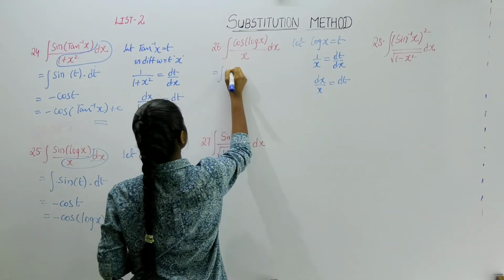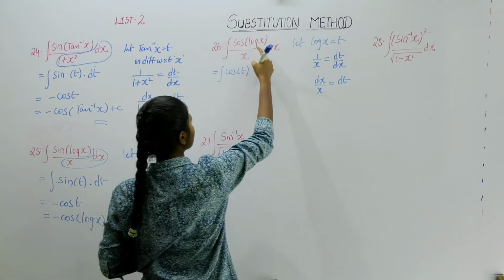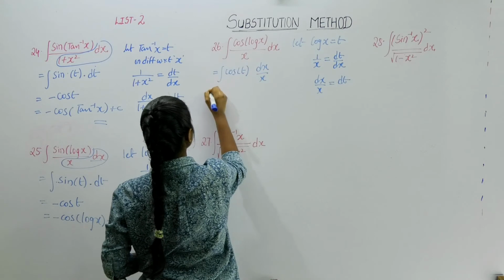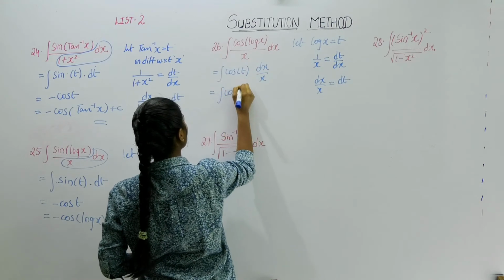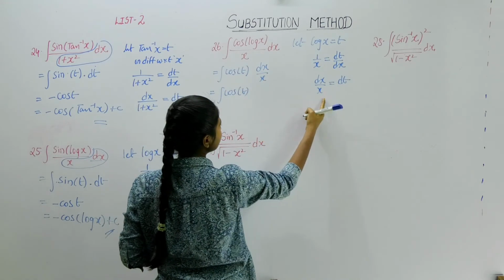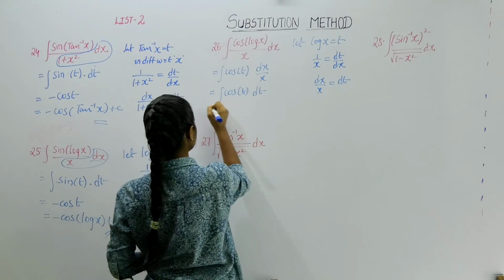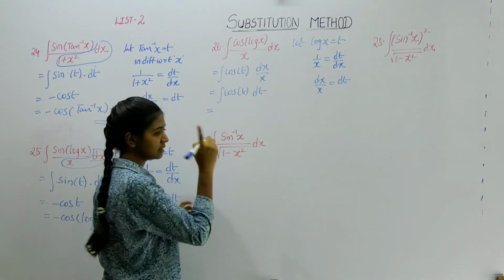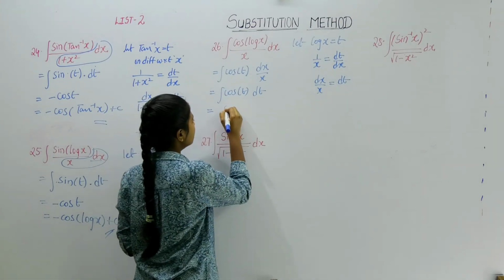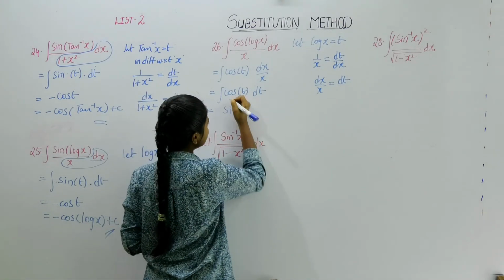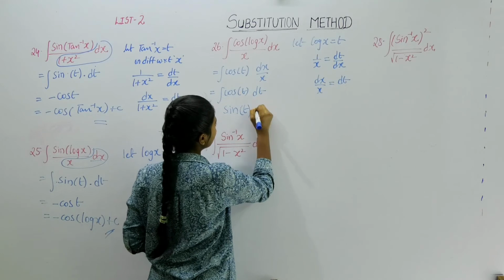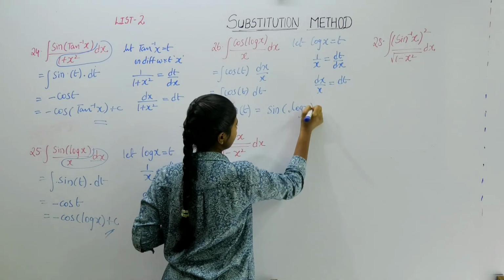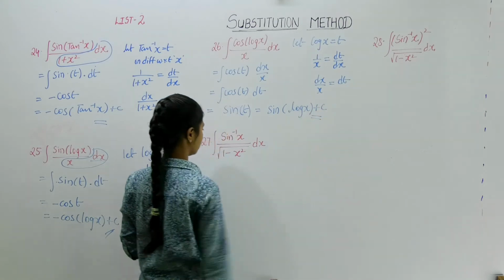Here, integral cos of, in the place of log x I substituted t, dx by x. Integral cos t, in the place of dx by x I am writing dt. We know the formula for integral cos t dt. That is integral cos x dx. It is sin t. What is the value of t? Sin of log x plus c. This is the final answer.